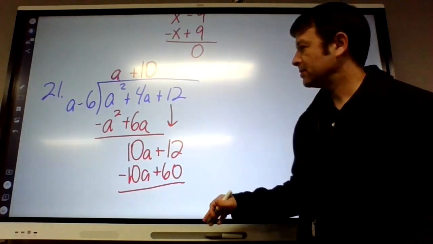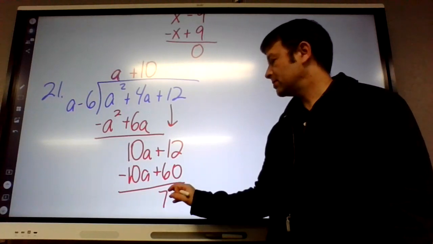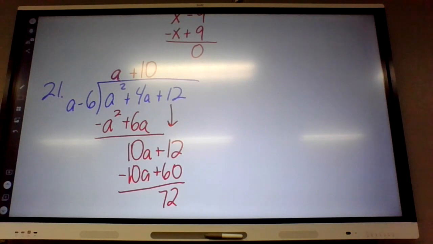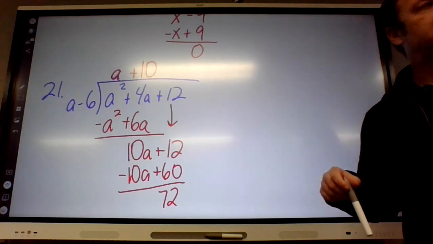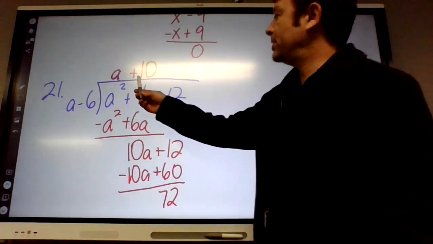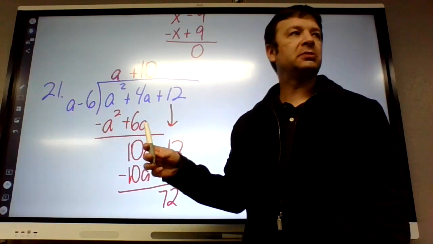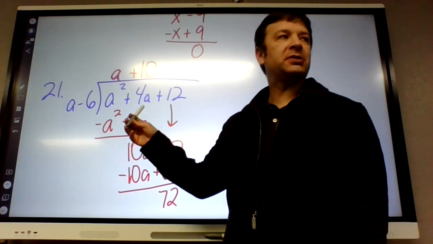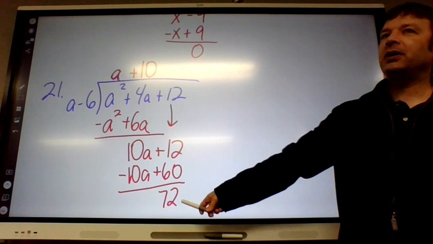How do you get 72? How do you get 10 from 6? There's nothing left to bring down. That means 72 is the remainder. Where do you get it from? We take the 10 from a times this and put it right here. It was minus 6a, then I changed it to plus 6a. 72 over. Okay.